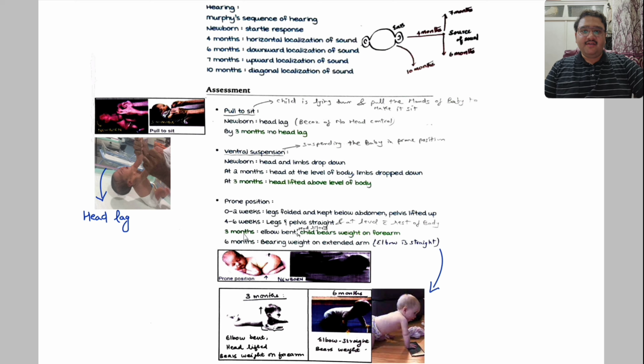Then at 3 months, elbow is bent and child bears weight on forearm like this. Elbow is bent at 3 months. Then at 6 months, elbow is straight and child bears weight on extended arm like this. Elbow is straight at 6 months.